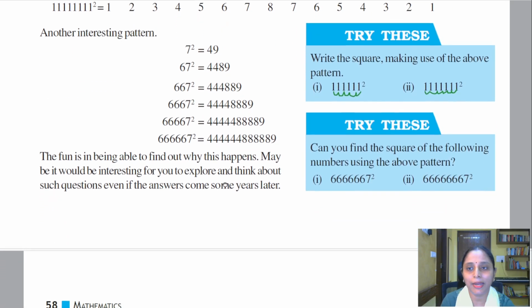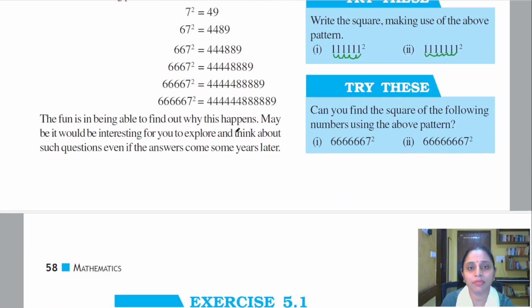Now the another pattern that they have given is, you have 7 square is 49, 67 square is 4489, 667 square is 444,889. Okay. So now you can see what is the pattern here. When I have 1 6, I will have 2 4s and 1 8. When I have 2 6s, I will have 3 4s and 2 8s. When I have 3 6s, I will have 4 4s and 3 8s.